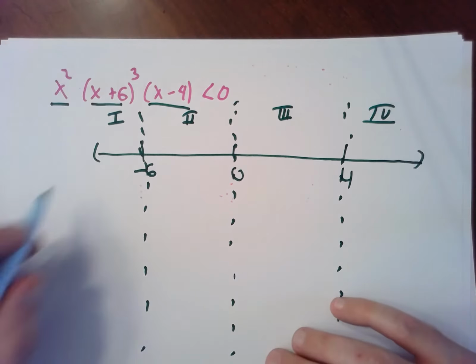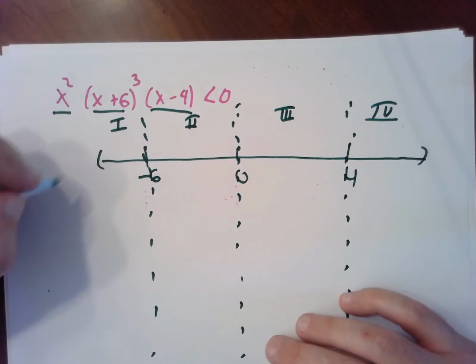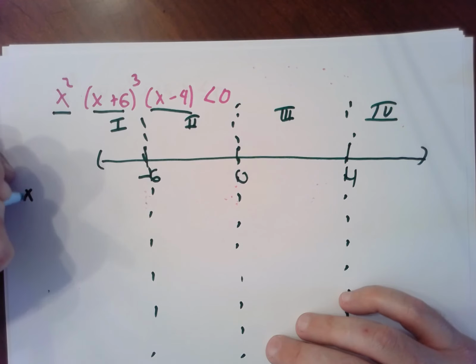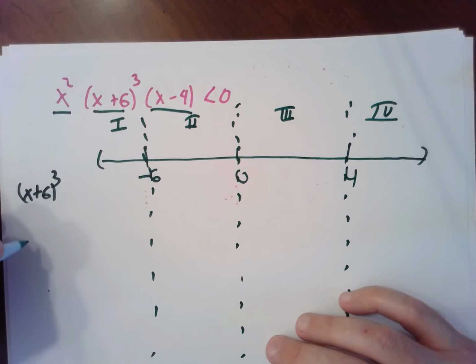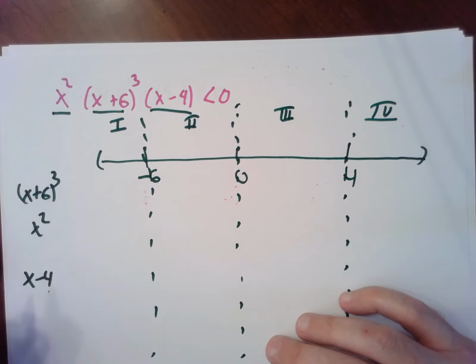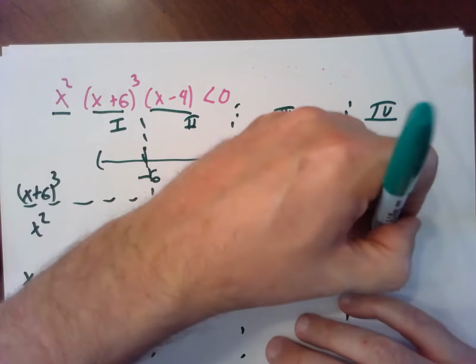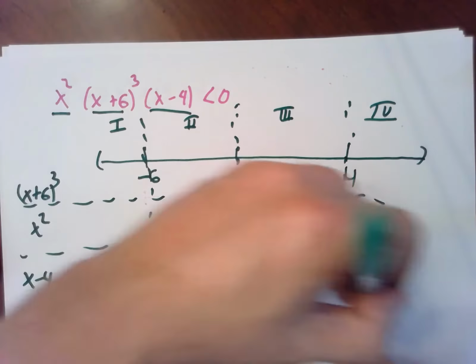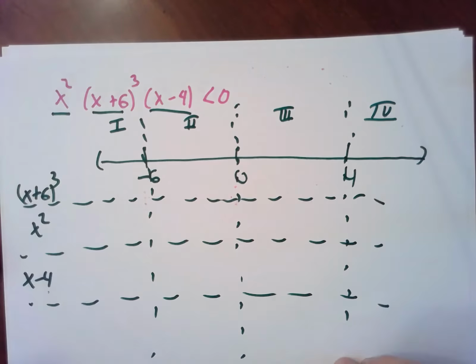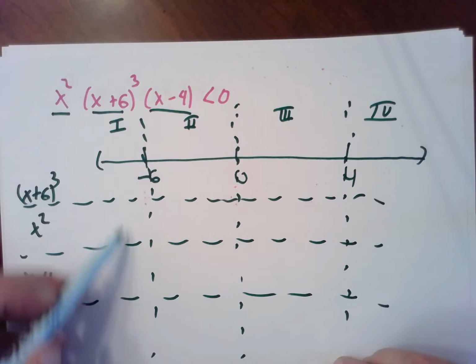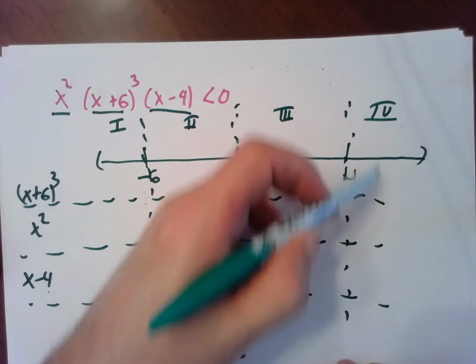Okay, now on the side I list my factors. My factors were x plus 6 cubed, x squared, and x minus 4. I like to separate these with some more dotted lines so that we get this nice grid. Don't forget about this region here, or this region here. That's where things get lost.